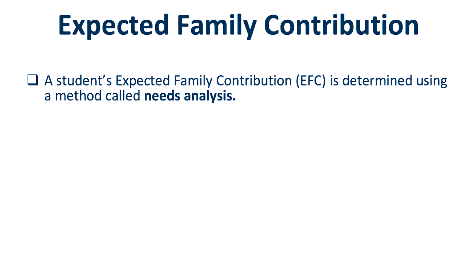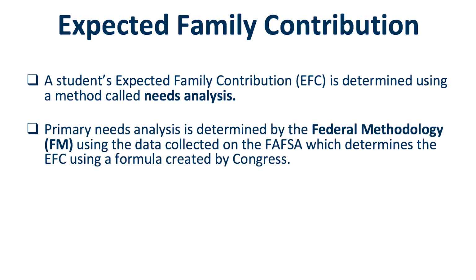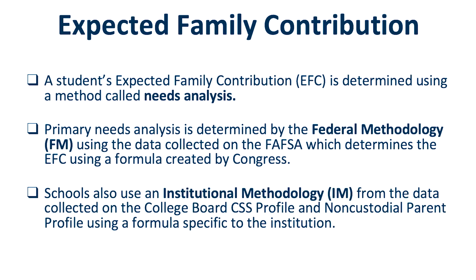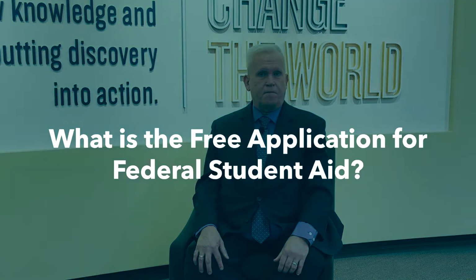Expected family contribution for a student, also known as EFC, is determined by using a method called need analysis. Primary need analysis is determined by federal methodology, which means we take the data that you've put onto the FAFSA, collect and determine what expected family contribution the family can create, set by Congress, to make you fall into an awarding category. Schools also use institutional methodology from data collected by the College Board, or CSS Profile, and this collects things like non-custodial parents, as well as specific things that the institution is looking for.